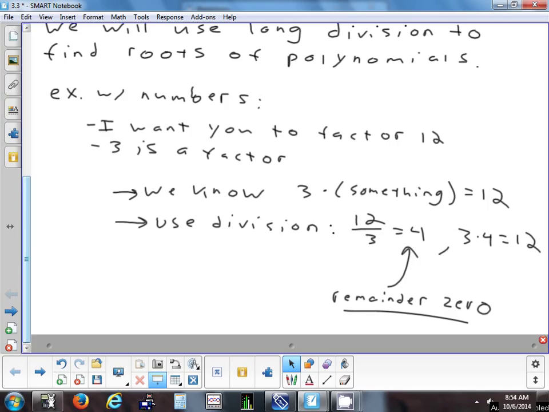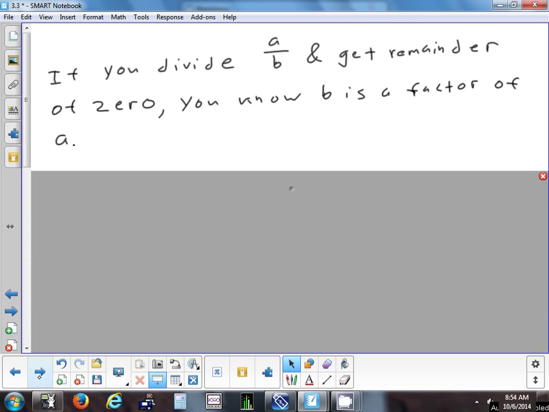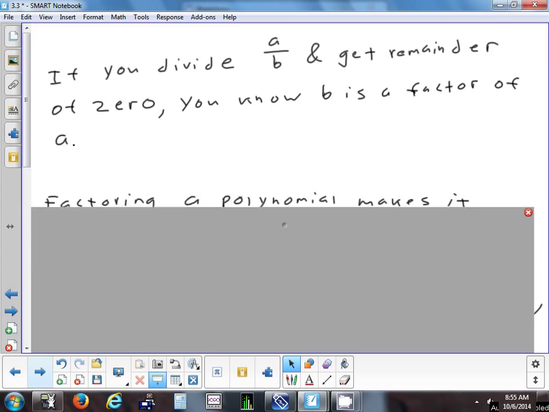And we'll talk about this a little bit more formally later on. But if you divide something and you don't get a remainder of 0, then it's not a factor. So if I said to take 12, divide by 5, you get remainder 2. 5 is not a factor of 12. So that's the idea I just said. If you divide a by b, and you get a remainder of 0, then you know b is a factor.